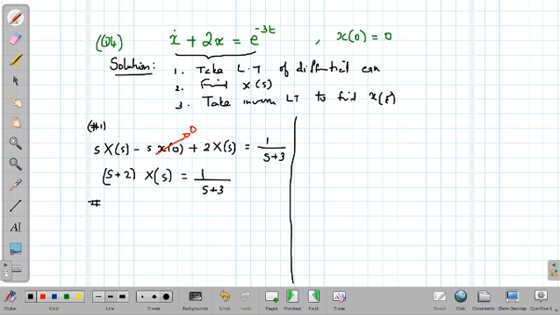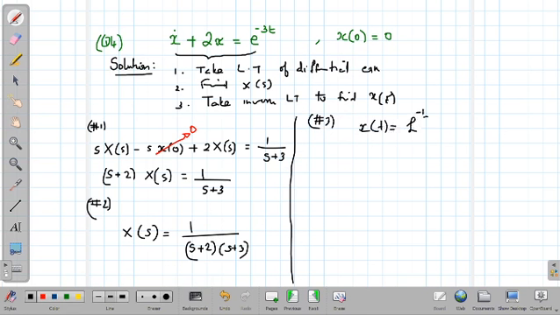Now coming to step 2, what is X of s then? X of s equal to 1 by (s plus 2) into (s plus 3). So we have obtained X of s. Now what is the third step? Third step is you need to take the inverse Laplace transform. So x of t is equal to Laplace inverse of 1 by (s plus 2) into (s plus 3).